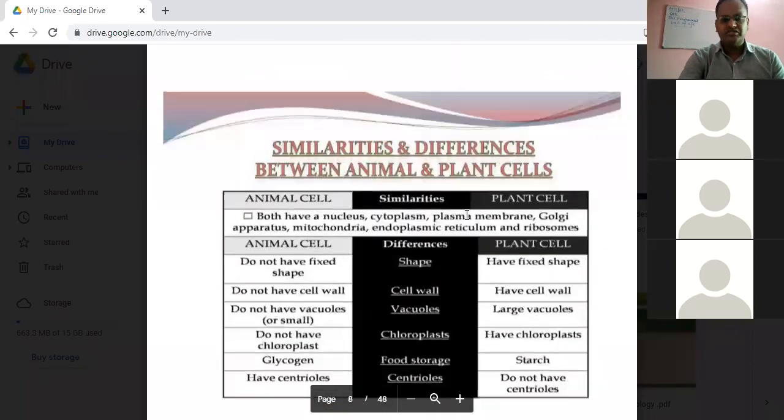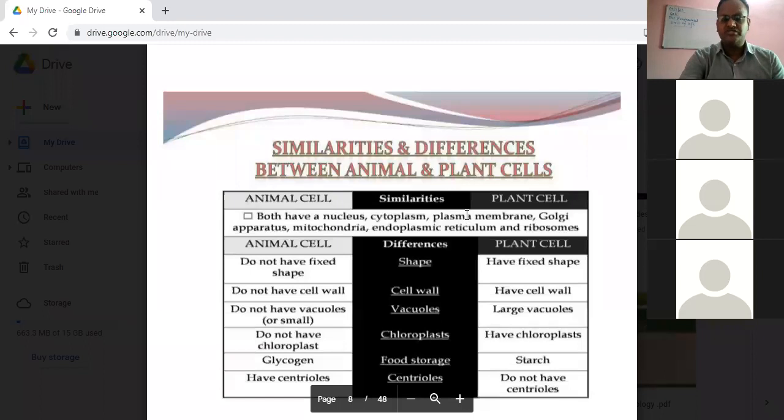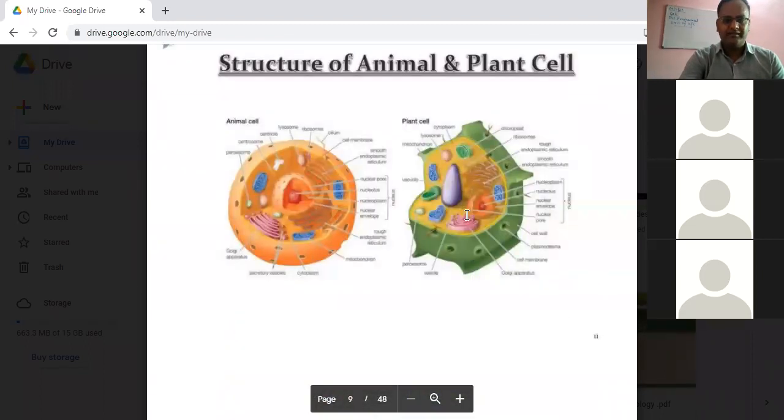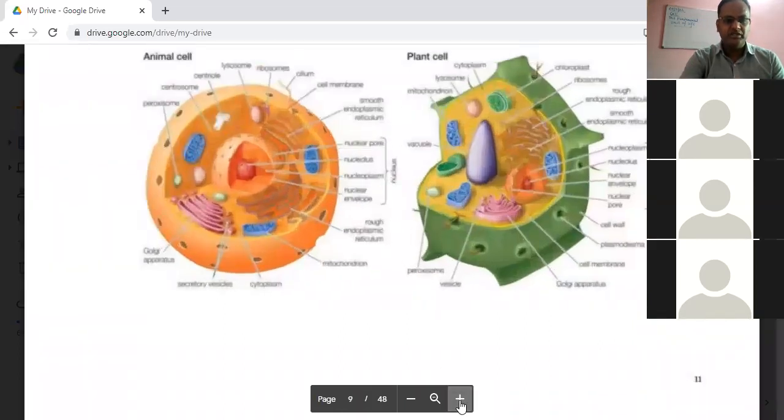Now, students, whenever we are talking about the prokaryotes and the eukaryotes, similarly, we will be coming across the plant and the animal cell. First of all, let us discuss the structure, and then we will discuss the differences.